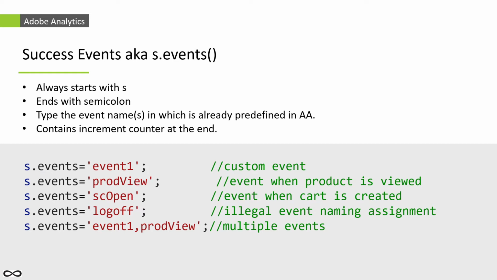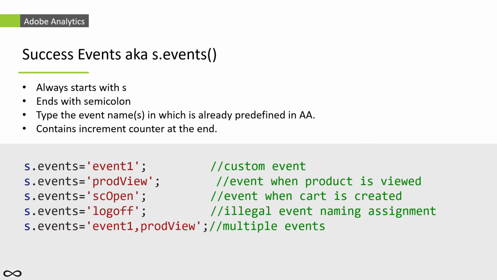Now, how can we write the success events, or call it s.events? It always starts with s and ends with a semicolon. That's the basic rule within JavaScript. Your line of code should end with a semicolon to define that the line has ended, and that the syntax of that line adheres and does a unit of work, maybe assignment of a value to a variable, or assigning an event to a property within the s object.